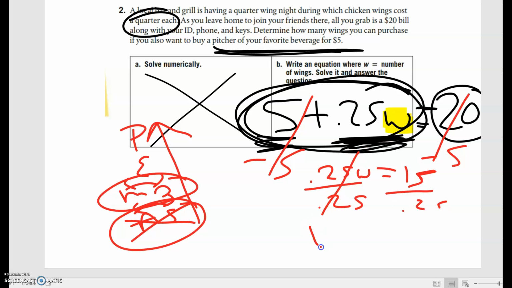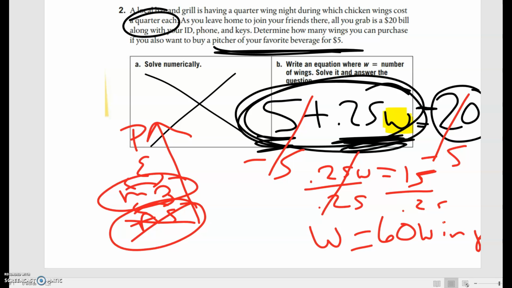All right, so I cancel. And on your calculator, go ahead and take 15 divided by 25 cents. And you should get 60 wings. Now, sometimes students are like, well, wouldn't it be 4 for $1? And so then they just take 15 times 4. That would work as well.